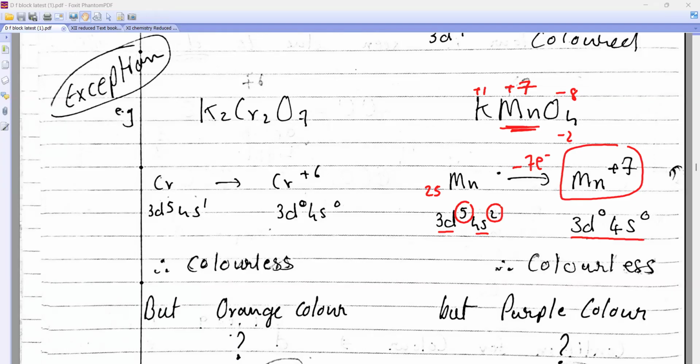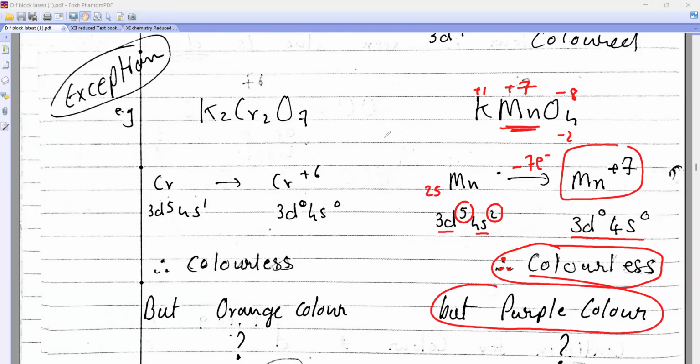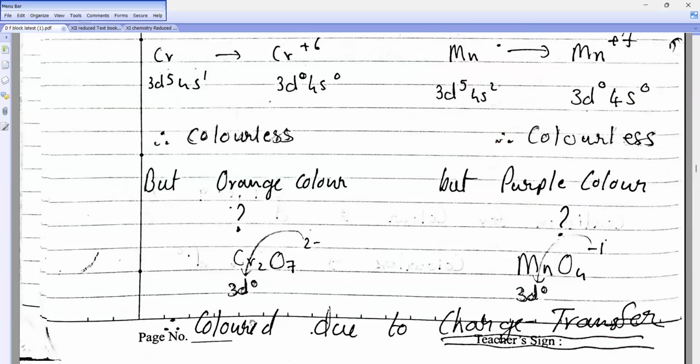Yes. So therefore it should be colorless or not? But we have studied potassium permanganate is purple in color. So why is it colored? Same reason. In MnO4, permanganate, the charge is MnO4 1 minus. So this is d0. So what will happen? One electron will jump into the d. So electron is getting jumped. Electron is nothing but a charged species. So charge is getting transferred. So therefore, potassium permanganate is colored due to what? Can you see? I have shown here also. Charge transfer. Colored due to charge transfer.